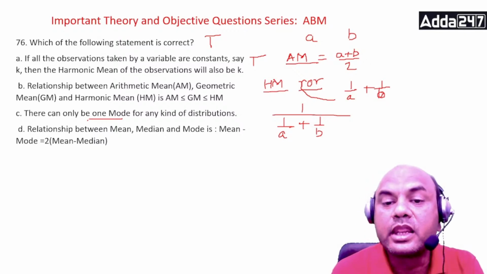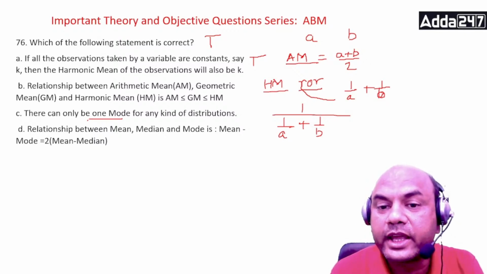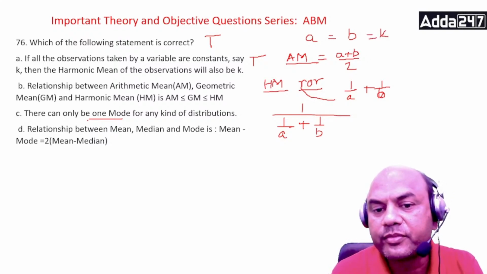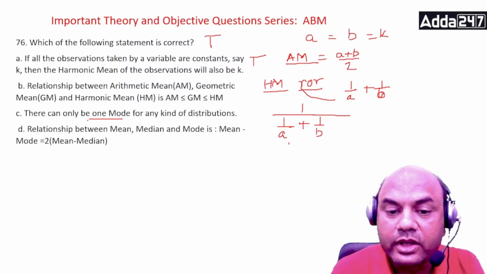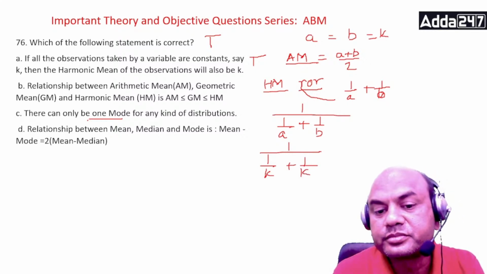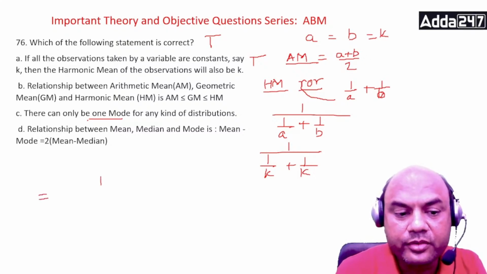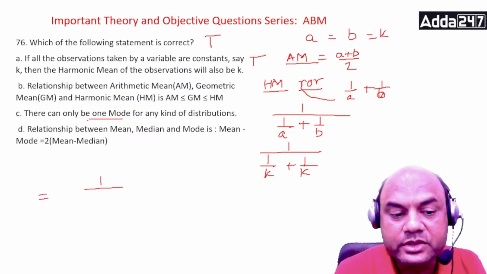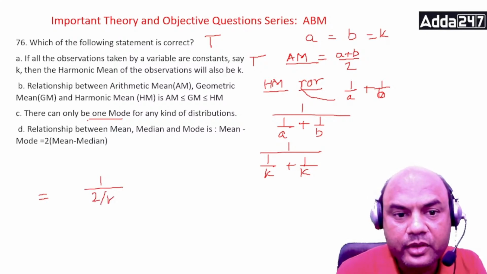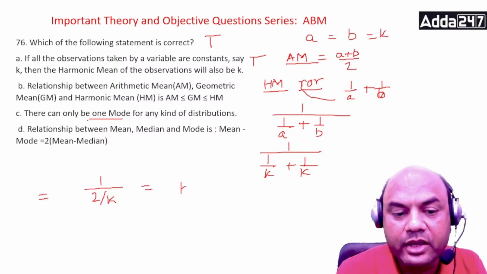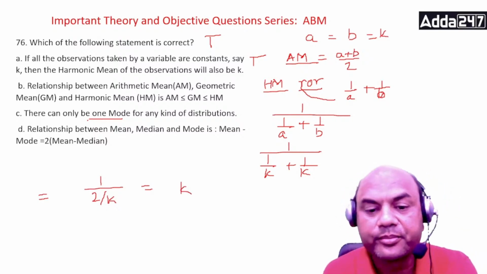Now what is the question? The question is this, both A and B are K. So A equals B equals K. So what will be my answer now? 1 upon K plus 1 upon K. If you add this, what will you get? 1 plus 1 is 2, so 2 upon K. And then this K goes up, so K over here in the numerator.